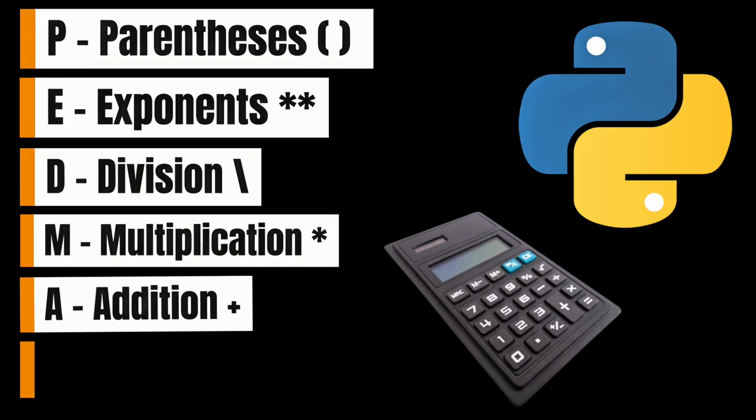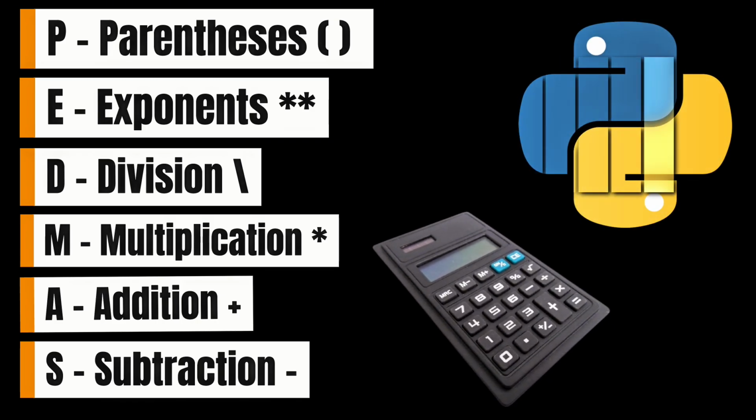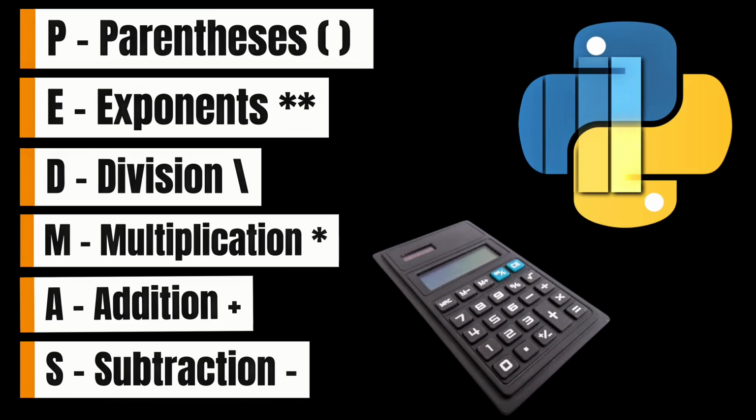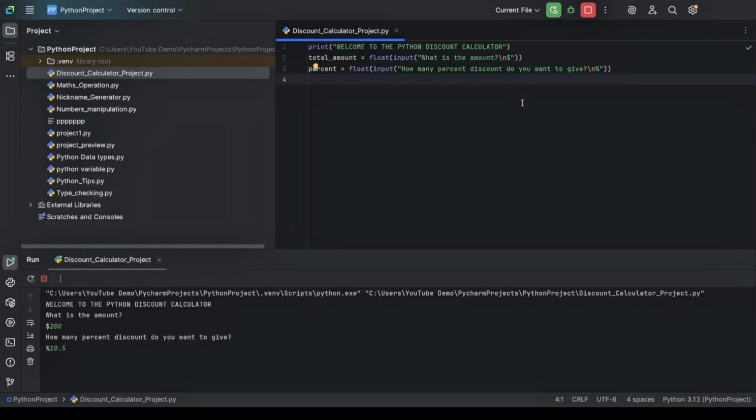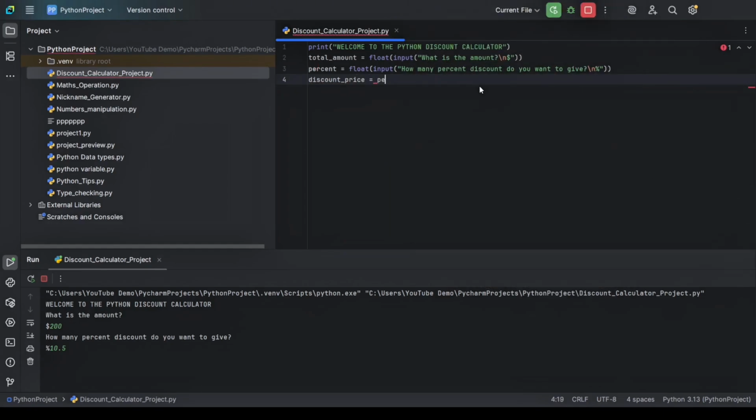And this sequence is just that the parentheses or brackets come first before the exponents, and the exponent comes first before the division, and the division comes first before the multiplication, and so on. And this is how the Python calculation works in sequence. And to get this discount price, we have to set a variable called discount price, and we can assign it with the equal sign to whatever we want to assign it to. And here in my case, just like the normal calculation we do in high school, we can say the percent divided by 100 multiplied by the total amount.